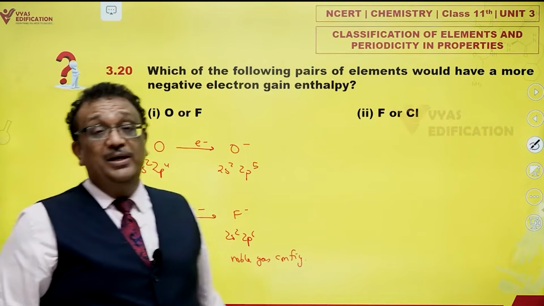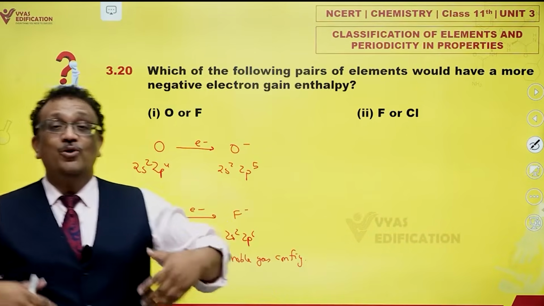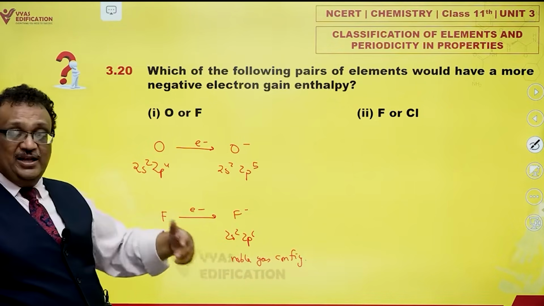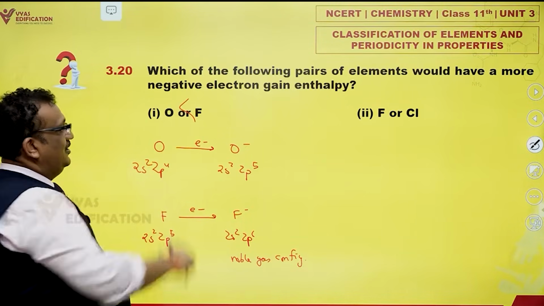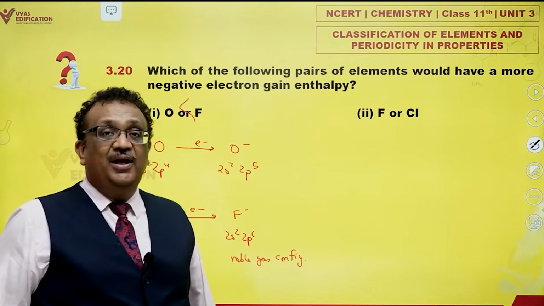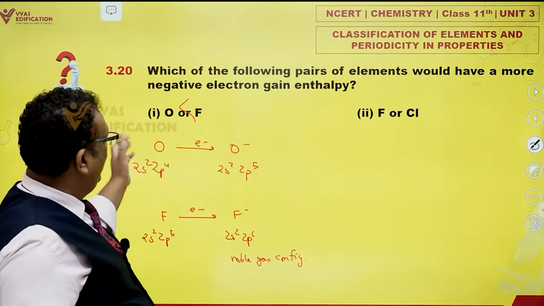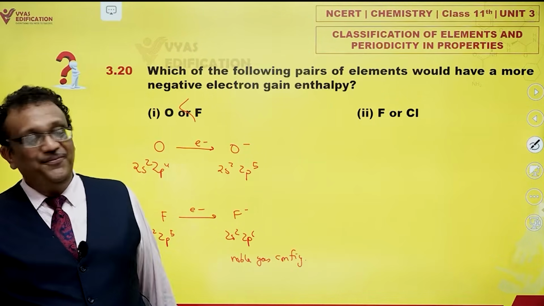The moment noble gas configuration is attained, there is great happiness. And naturally, the more the happiness, the more energy is released. So you find that fluorine is more exothermic, more negative as compared to oxygen when it comes to release of energy during electron gain. So the electron gain enthalpy of fluorine is more negative as compared to oxygen, and more exothermic.